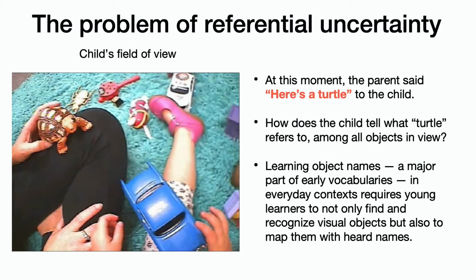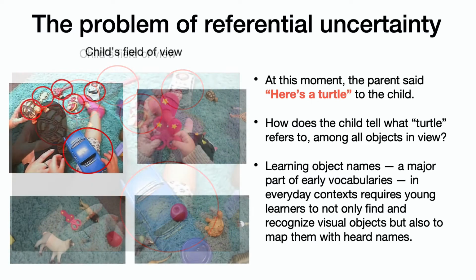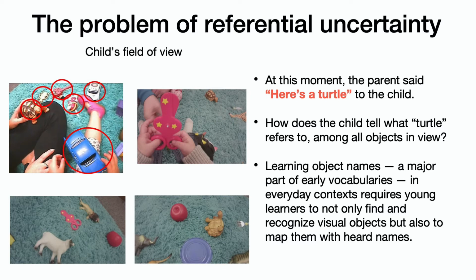Suppose that a child is looking at this view, and then the parent says, "Here's a turtle." In the child's view, he can see colors and of course turtles and some other objects. Then how can a child tell which object is a turtle? That's the referential uncertainty. This situation often happens when children are learning names of objects.